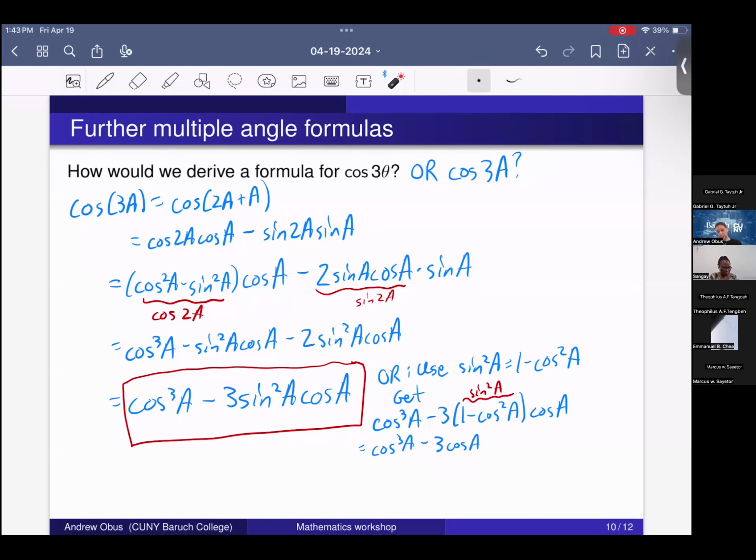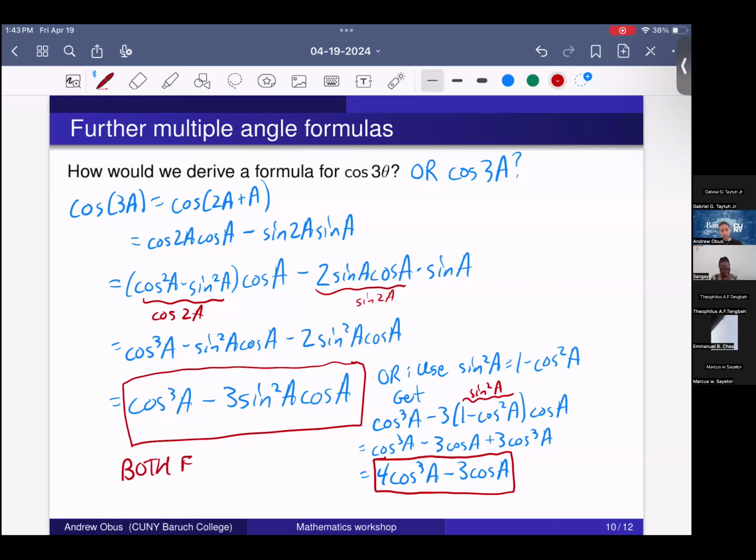And now if I do the minus 3 and the minus cosine squared a and the cosine a, I get plus 3 cosine cubed a. So plus 3 cosine cubed a, and that comes out to be 4 cosine cubed a minus 3 cosine a. So this turns out to be another equivalent formula for cosine of 3a. Okay, so either one of these is okay. Both formulas are valid. All right, so you can do cosine 3a.